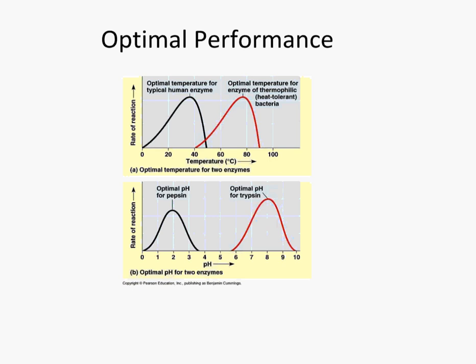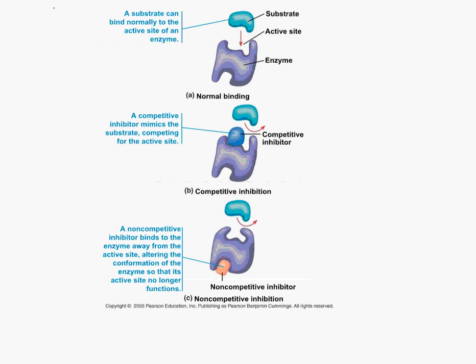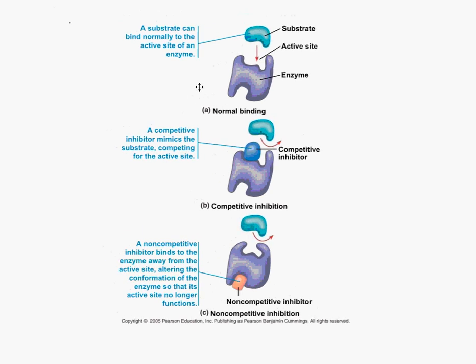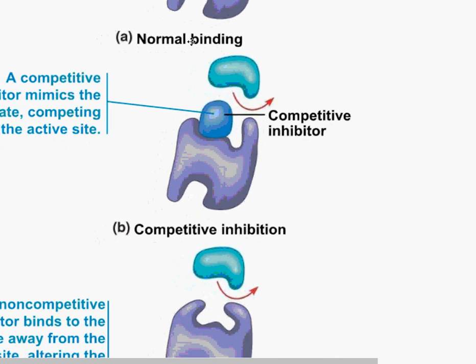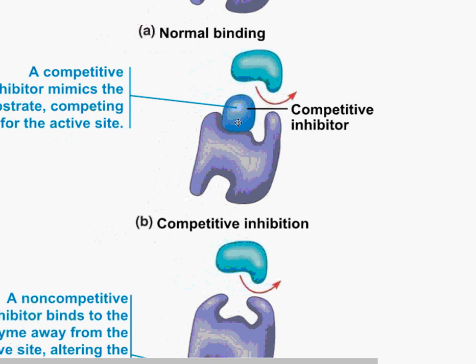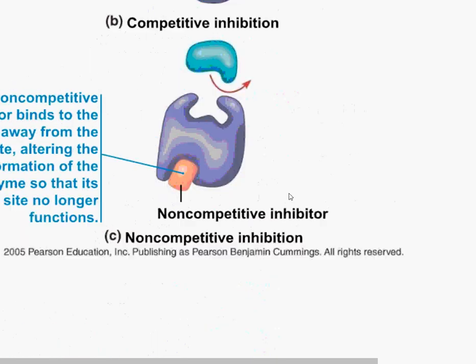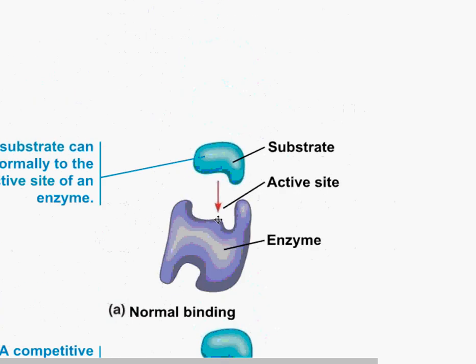There are some other structures that can cause enzymes to not work the way that they should, and these structures are called inhibitors. There are different kinds of inhibitors for enzymes. There are some enzymes that are called competitive inhibitors. Here's a competitive inhibitor. Notice that there's the normal enzyme here, the normal substrate, active site.